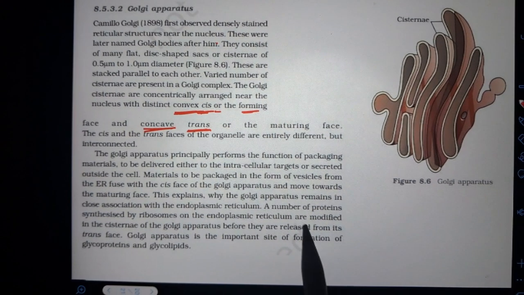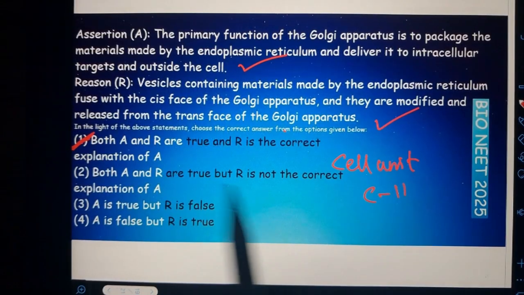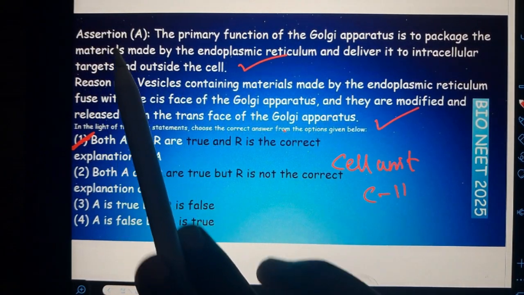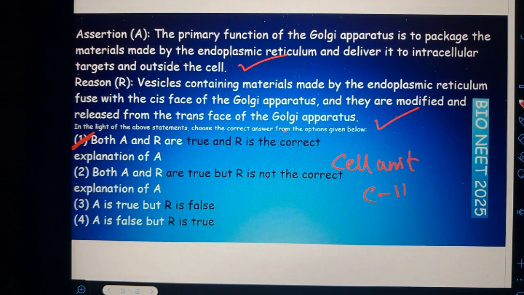And a number of proteins synthesized by the ribosomes on the endoplasmic reticulum are modified in the cis phase. You can read this. Both assertion and reason are correct and reason is the correct explanation for the assertion. So option 1 is the answer.